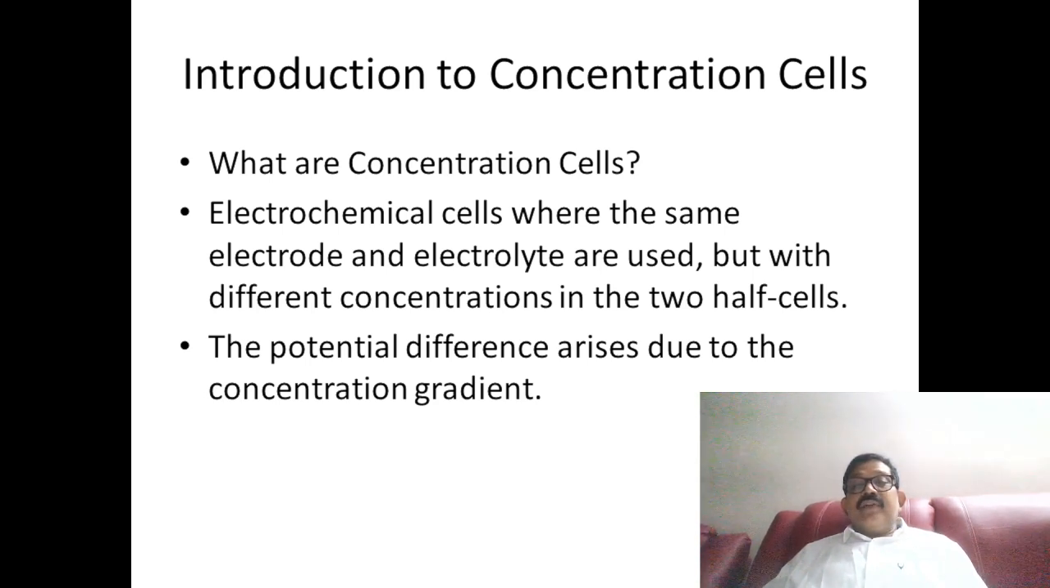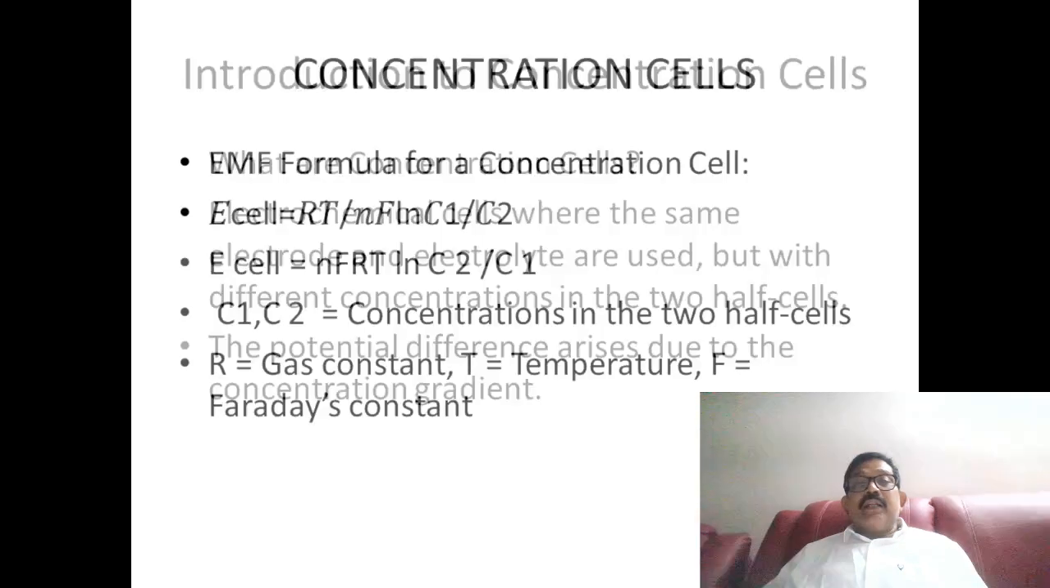The potential difference arises due to the concentration gradient. The potential difference comes because of the difference in the concentrations of the same solutions. Suppose the concentrations are not the same, then there is no potential difference at all. So that's about the concentration cells.